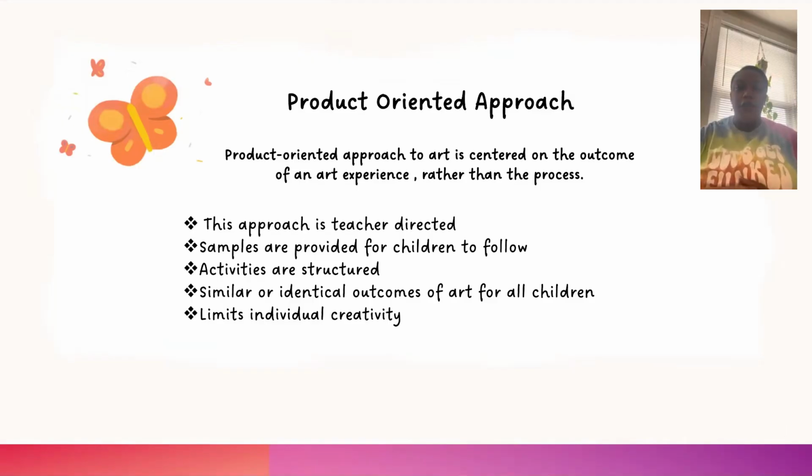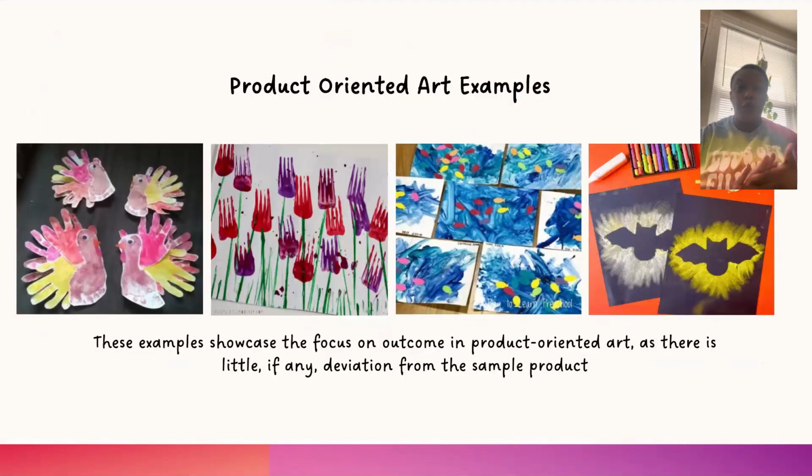And in slide 6, as you can see, there are pictures here of how these product-oriented art examples are displayed. In the first picture, you can see that obviously the teacher was painting the child's feet and their hands to create a turkey for an art, because that's what the teacher wanted. If the child was doing that, it would completely be different. And in the second picture, you can see that they actually used a fork to create flowers, and obviously the lines were already drawn for them in that picture.